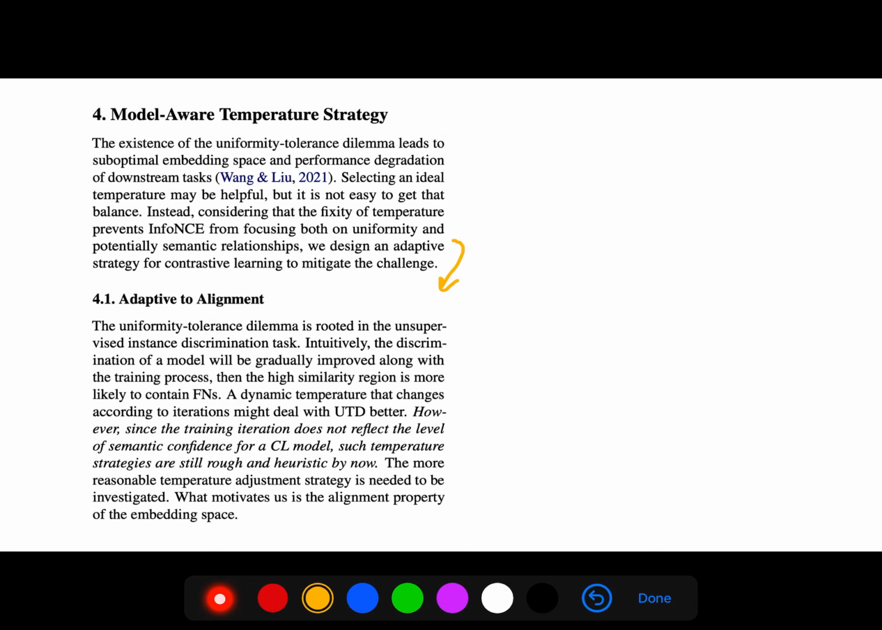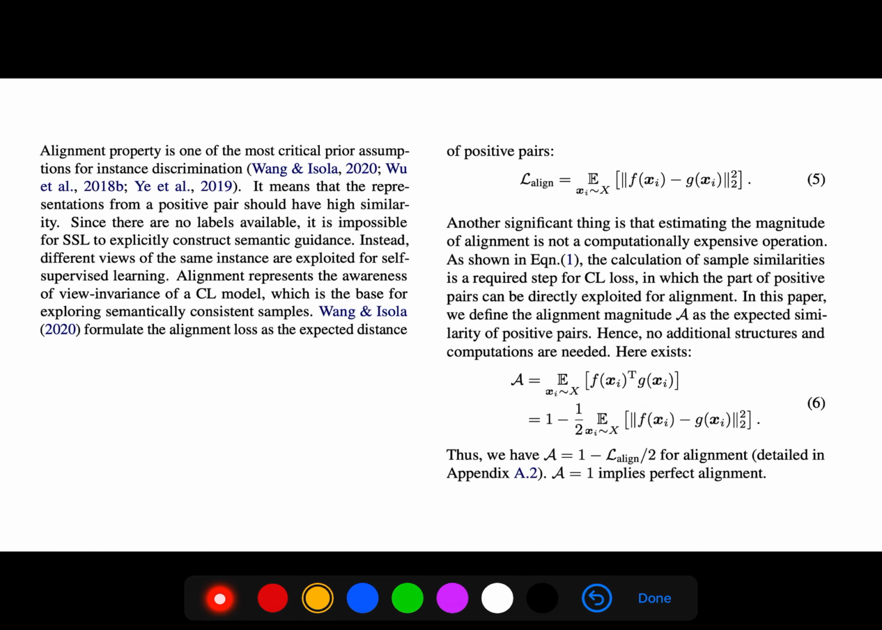However, since the training iteration does not reflect the level of semantic confidence for a CL model, such temperature strategies are still rough and heuristic by now. A more reasonable temperature adjustment strategy needs to be investigated. What motivates us is the alignment property of the embedding space. Alignment property is one of the most critical prior assumptions for instance discrimination.